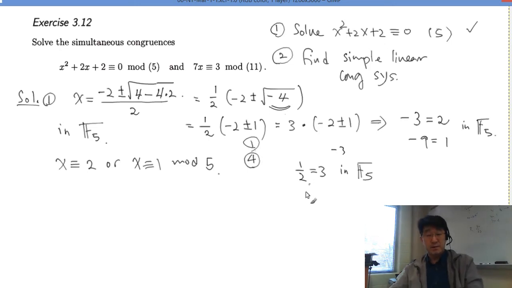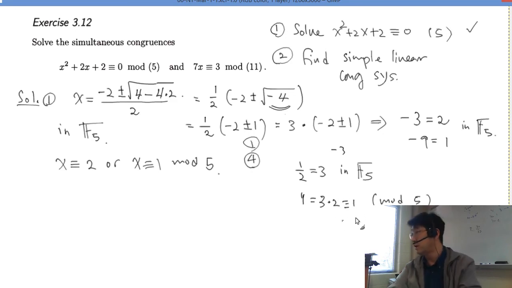Because 2 times this is 1 mod 5. This is the modulo 5 world. 3 times 2 is congruent to 1. We treat it as 3 times 2 is 1. Then 1/2 is 3. Yeah, we're treating it like that.